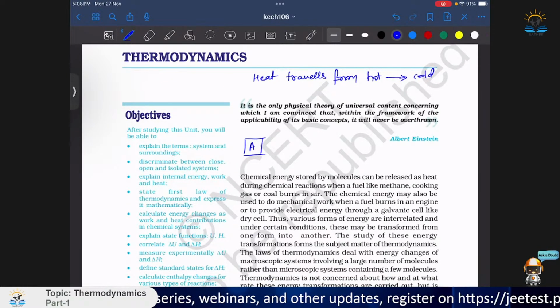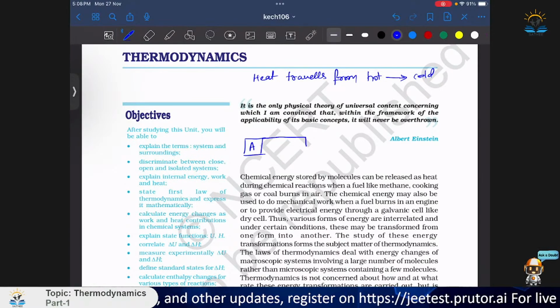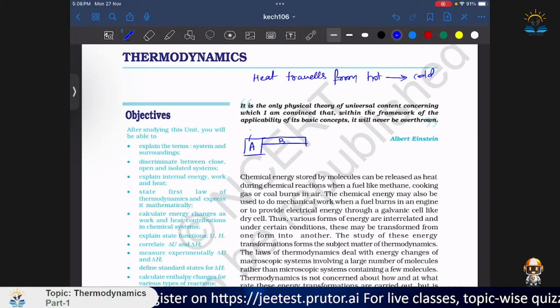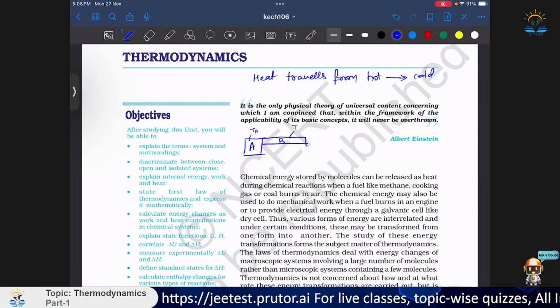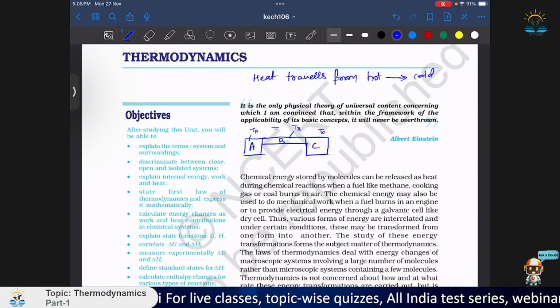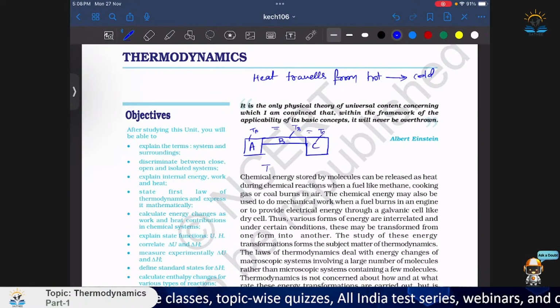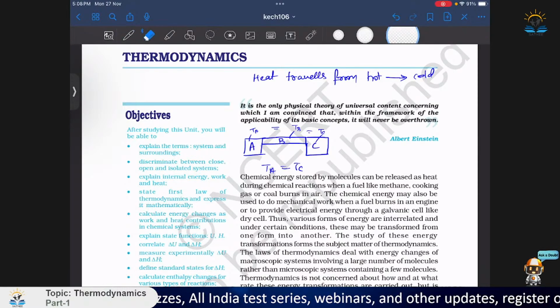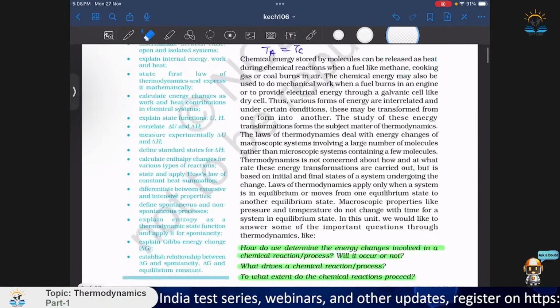Now coming to the zeroth law, the zeroth law says if there is a body A which is in thermal equilibrium with a body B, okay, right, there is a body A. Thermal equilibrium means the temperature of A is equal to the temperature of B, and there is a body B which is in thermal equilibrium with a body C, right, then temperature of A is equal to temperature of C, which means that body A is also in equilibrium with body C. This is a very basic law which is called zeroth law of thermodynamics.